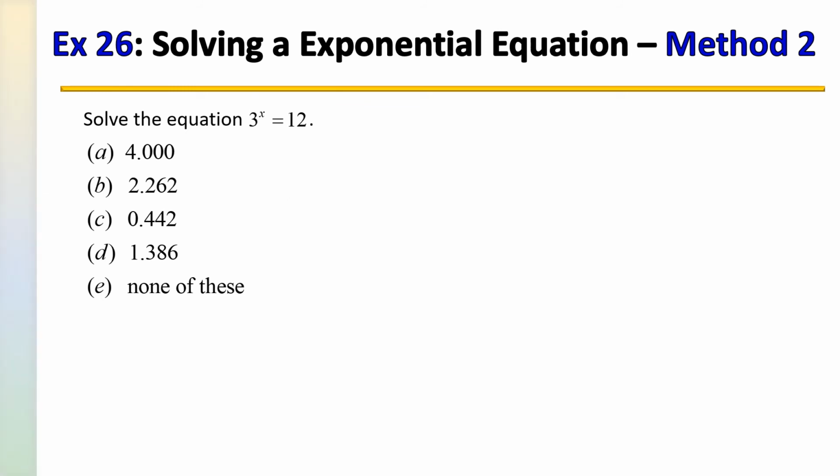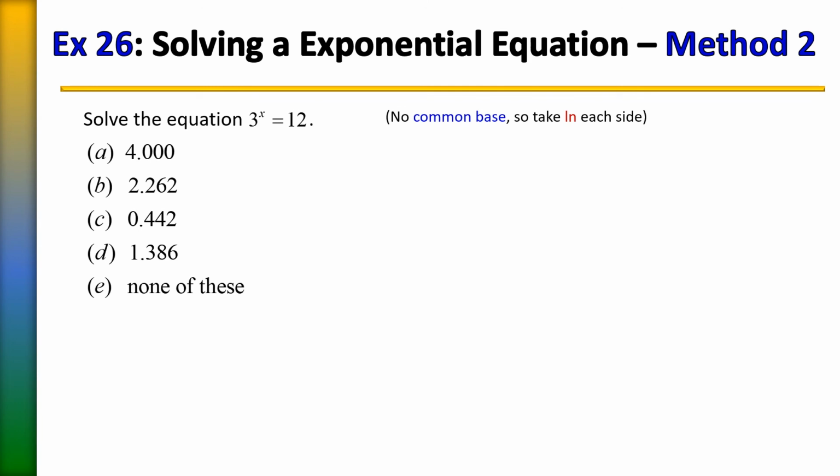Let's look at another way we could have solved that problem. So again, our given problem was 3 to the x is equal to 12. We could have also taken the natural log of each side. So again, when there's no common base, you can take the natural log of each side. And we still want to solve for x. That's with any case in solving an equation.